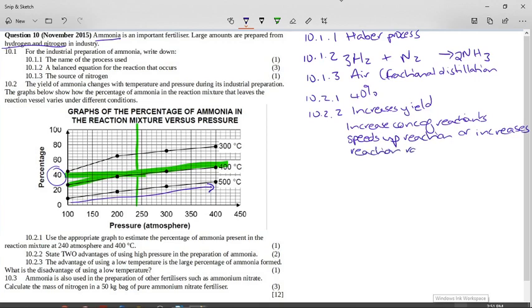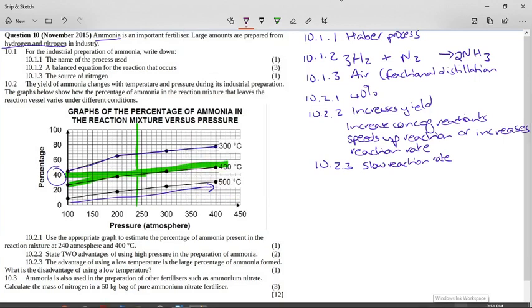Then it says in 10.2.3, the advantage of using a low temperature is the large percentage of ammonia formed. You can see that because at 300 degrees, our yield is always much higher. What is the disadvantage of using a low temperature? This will be a slow reaction rate, or decreased rate of reaction. Okay, low rate of reaction.